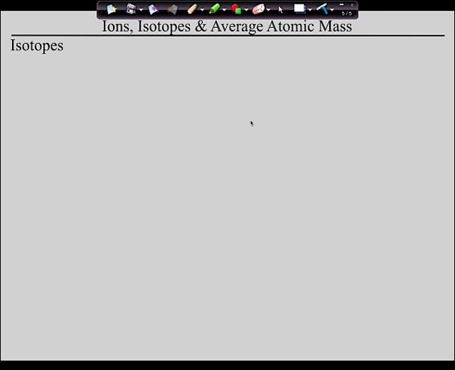So let's talk about this. Let me define it for you first. Isotopes are atoms of the same element that have different masses. Once you get that down, don't write down anything else that comes up on this screen. Just trust me. Y'all good? Okay, so here's the idea.